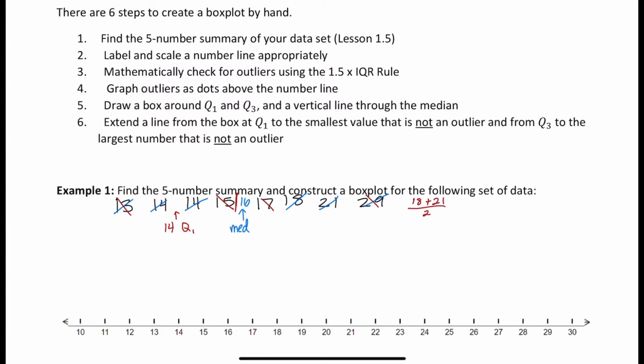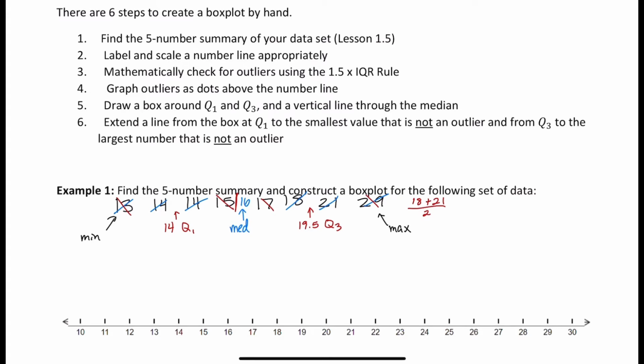So 18 plus 21 divided by 2 is going to get us directly in the middle, 19.5 as our Q3. So we have 3 out of our 5 numbers, and we just need our minimum and our maximum. Our minimum is always the smallest number, and our maximum is the biggest number. So we found the 5-number summary. That was step 1. I've already done step 2 for you.